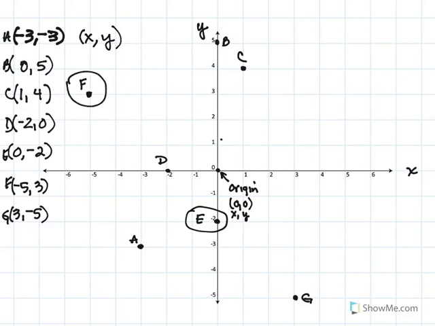Then we have G, (3, -5). So we go where x is equal to 3, then down where y is -5, and we would mark our point. So that's plotting points on the coordinate plane, (x, y).